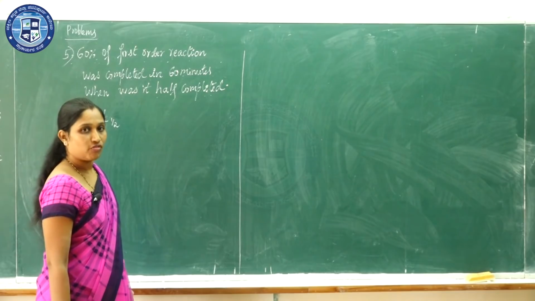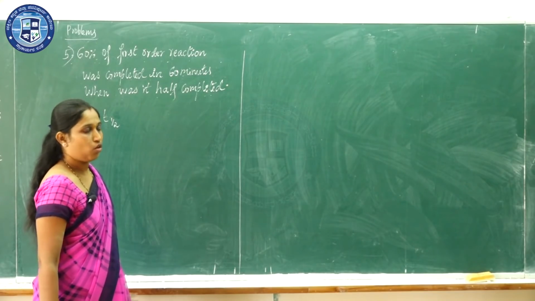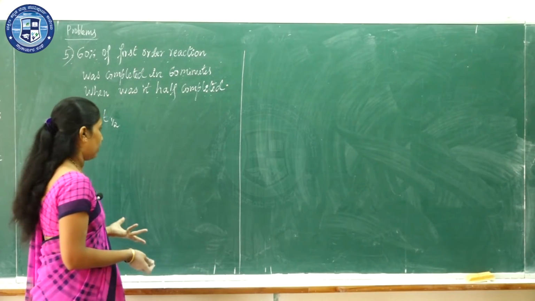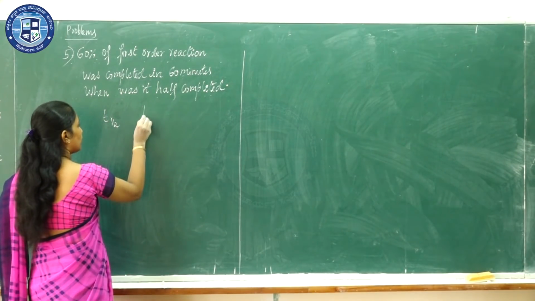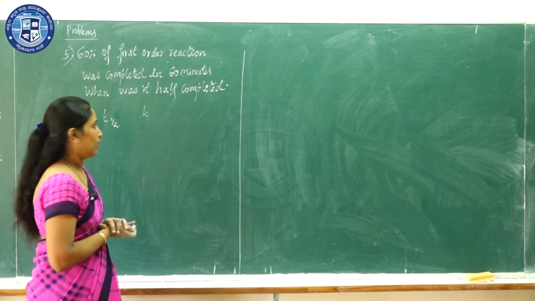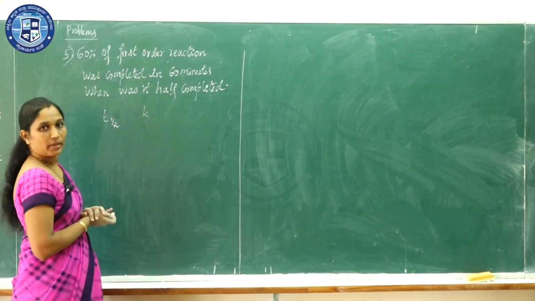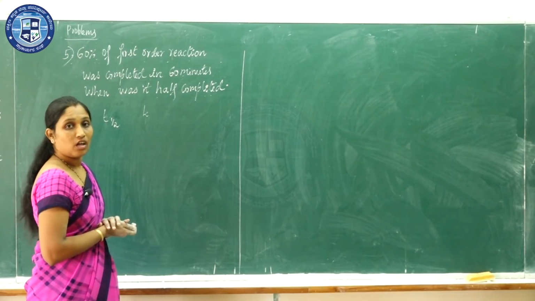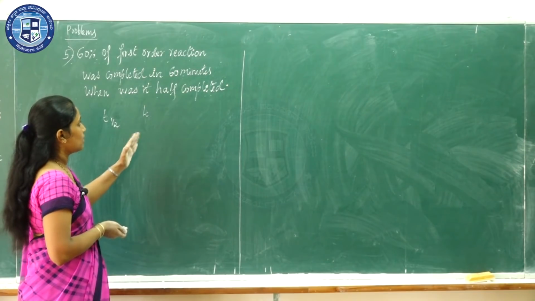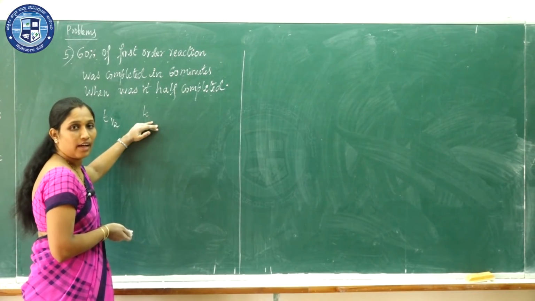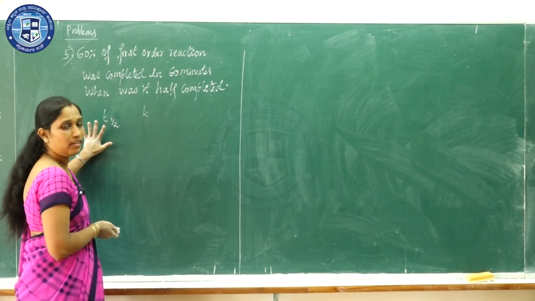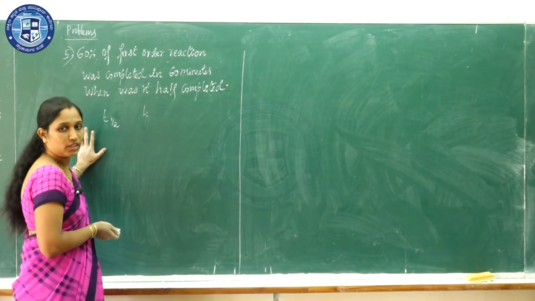Okay, to find T half, what you need? For the first order reaction, what you need? You need K, right? To find T half, you need K. So we know the relation between the two. Okay, but is the K given in this question? No. So first what we will do is we will find what is K and then we will substitute the value of K and find the half life. Hope you got this. Okay.